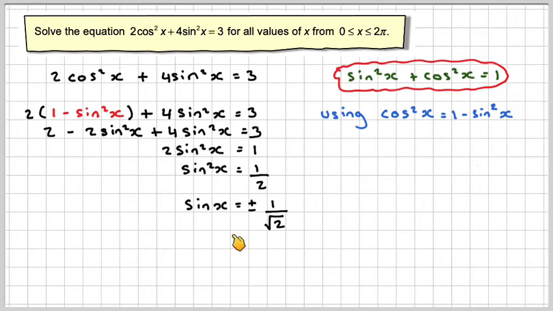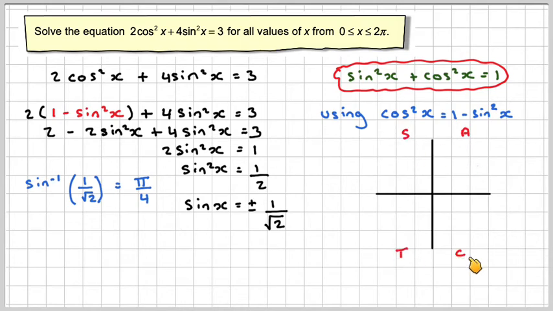Now the next step will be to take sine to the minus 1 of 1 over root 2. Now if you know your particular angles, you'll know that's 45. But in radians, 45 is pi over 4. And you have to give your answers in radians if it's written like this. Now, I like to use this ASTC idea, or the unit circle. Because it's plus or minus, I need to consider all 4 quadrants.